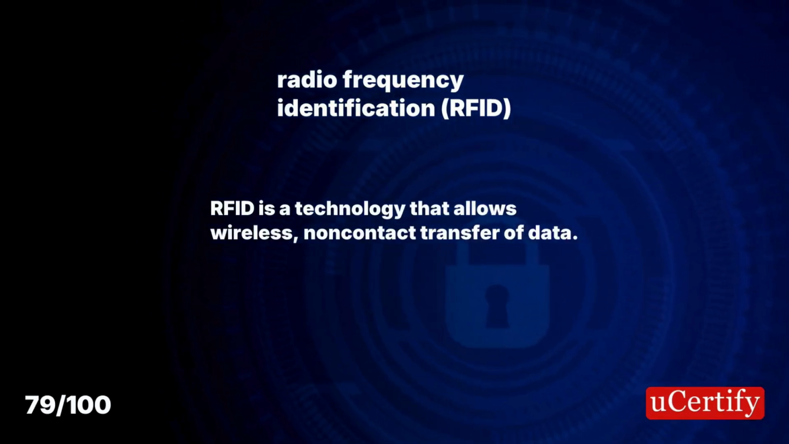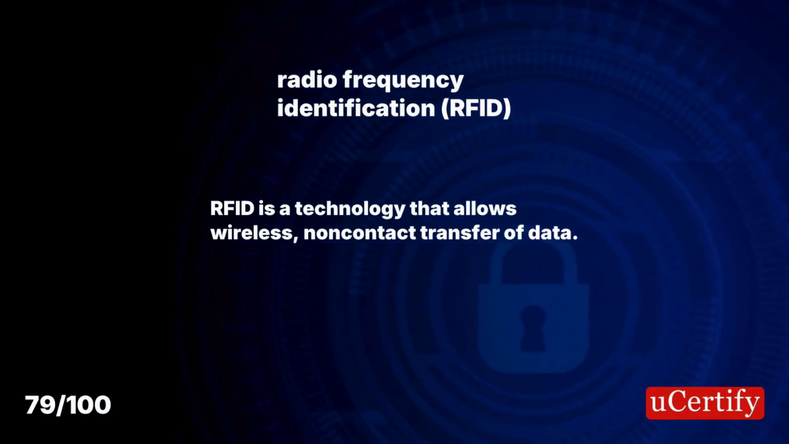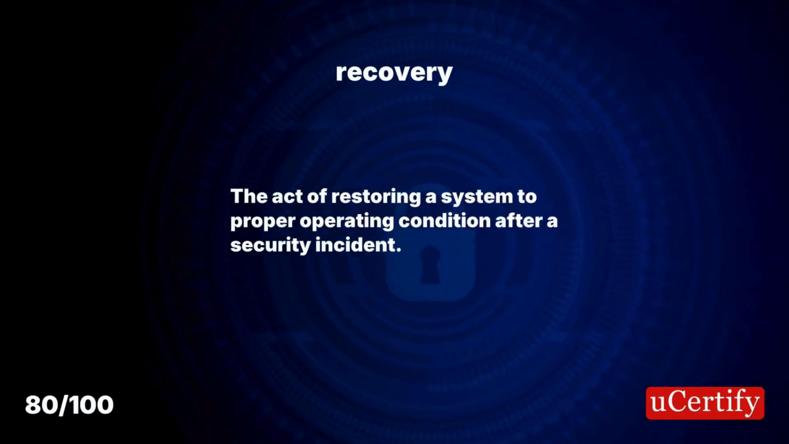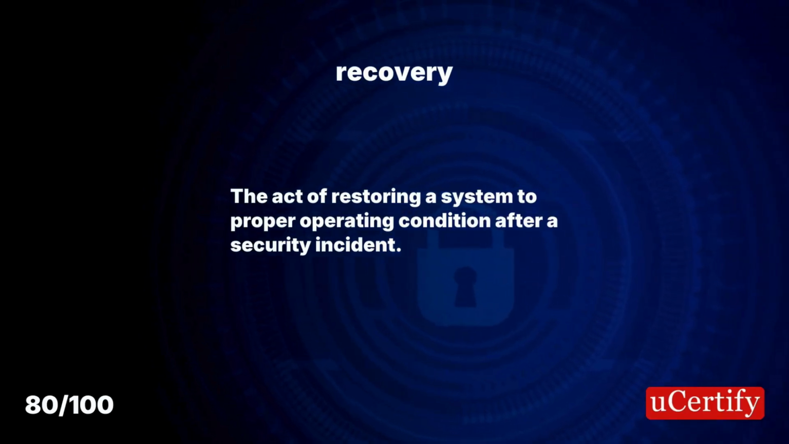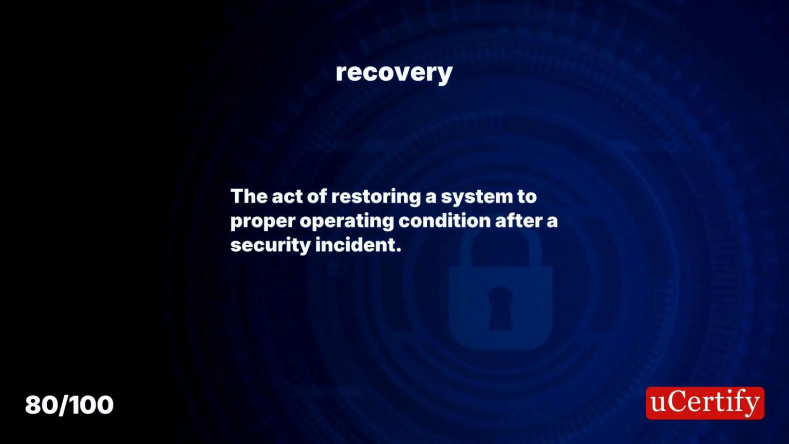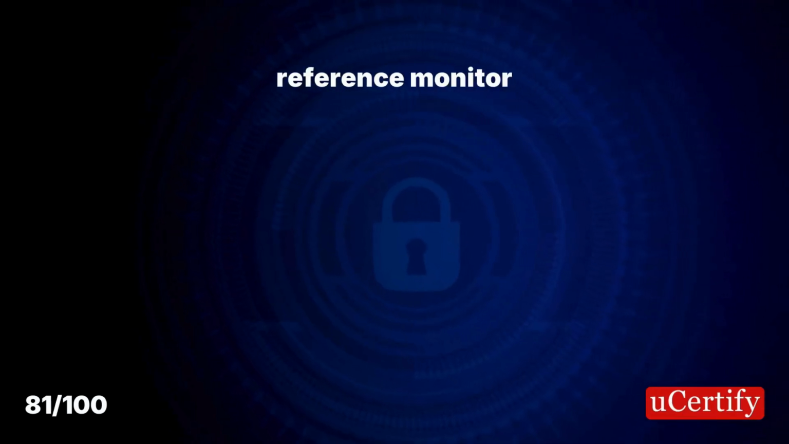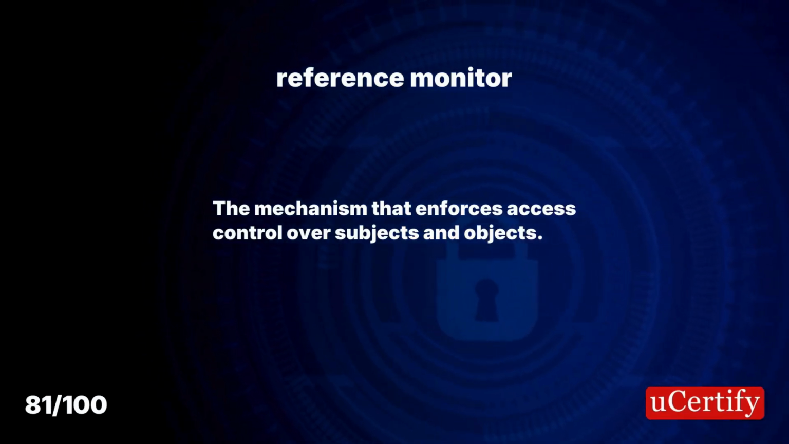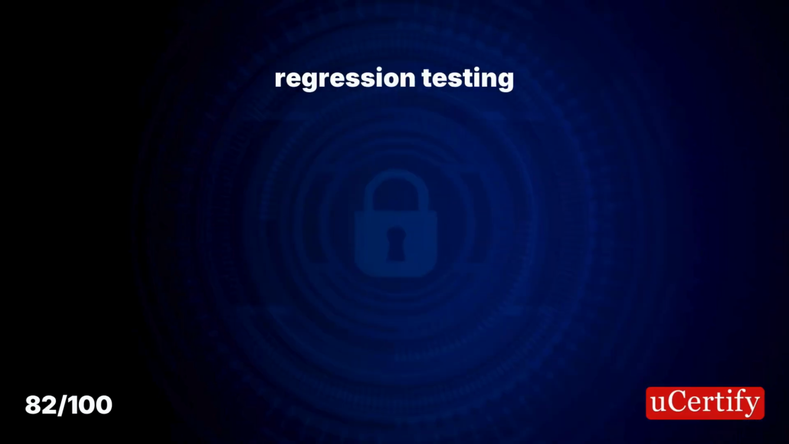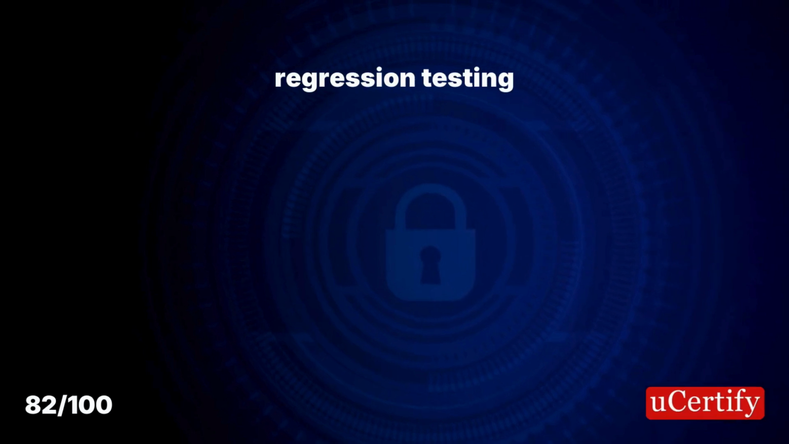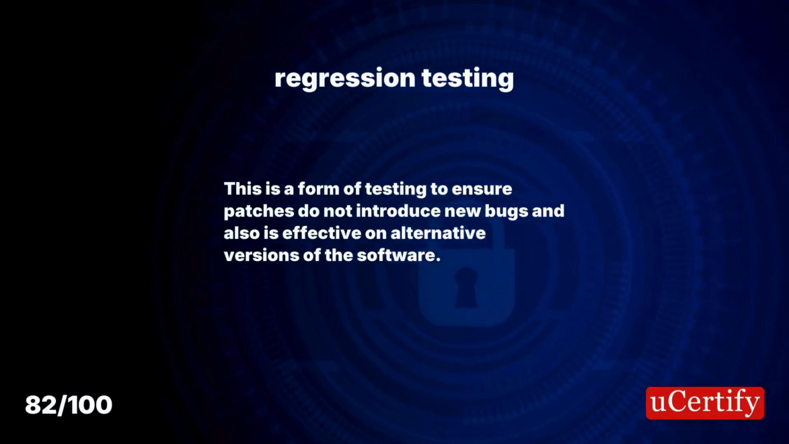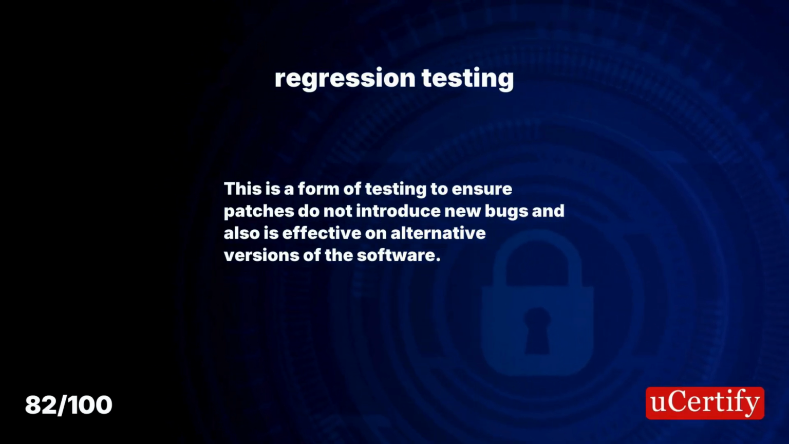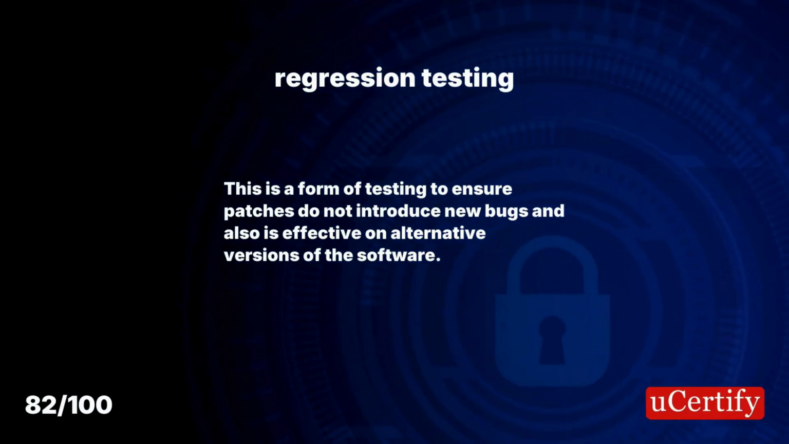Definition: RFID is a technology that allows wireless, non-contact transfer of data. Term: recovery. Definition: the act of restoring a system to proper operating condition after a security incident. Term: reference monitor. Definition: the mechanism that enforces access control over subjects and objects. Term: regression testing. Definition: this is a form of testing to ensure patches do not introduce new bugs, and also is effective on alternative versions of the software.